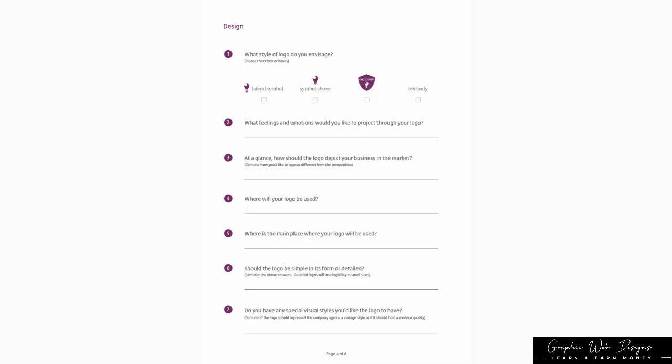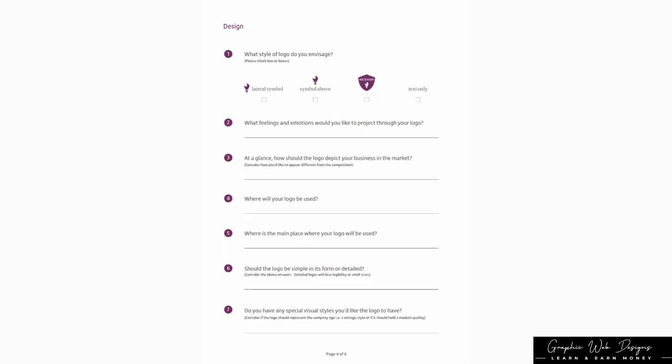The next option is text with symbol above. This could mean a symbol centered or slightly offset at either side. The next is an enclosure logo, which is basically a concise, tidy badge shape, containing text only or symbol and text. The final option is text only, which is self-explanatory.